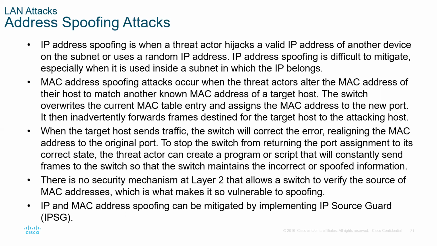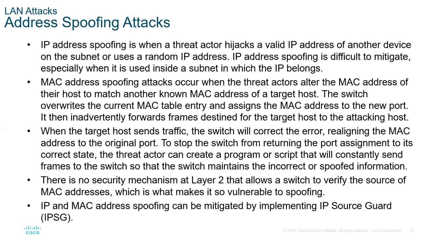MAC address spoofing occurs when the threat actor alters the MAC address of their host to match the known MAC address of the target host. When the target host sends traffic, the switch corrects the error, realigning the MAC address to the original port. To stop the switch from returning to the port assignment, the threat actor can create a program or script that constantly sends frames to the switch so that it maintains the incorrect spoofed information. There is no security mechanism at layer 2 to verify the source of the MAC address. Mitigation: we have IP source guard.